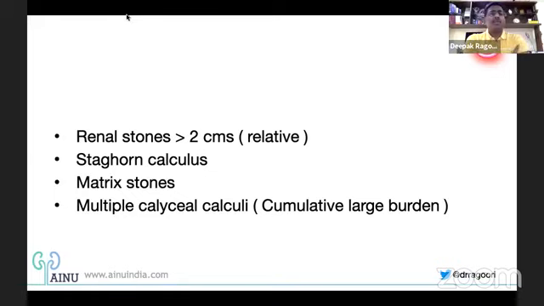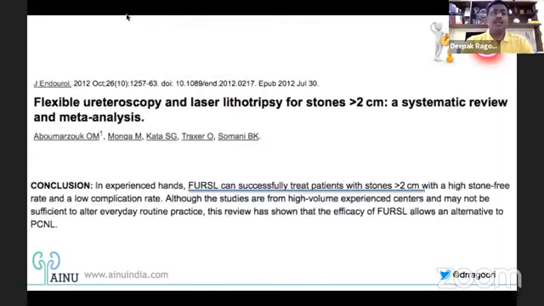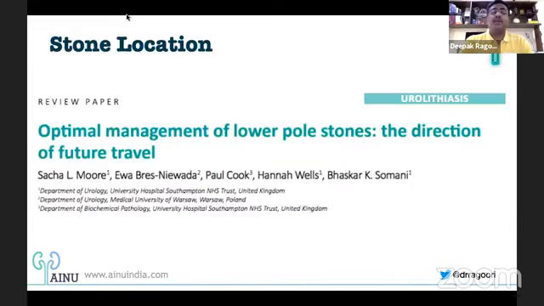But yes, stones like staghorn stones, matrix stones, infected ones, multiple calyceal stones where the cumulative burden is so large that you wouldn't want to attempt a flexible ureteroscopy. These are the ones for a strict no. But like I was just mentioning, when I say more than 2 centimeter stone is a relative contraindication, there are enough data and papers coming out now saying that flexible ureteroscopy is quite a successful option, even in stones more than 2 centimeters, with a good stone-free rate and minimal complications.